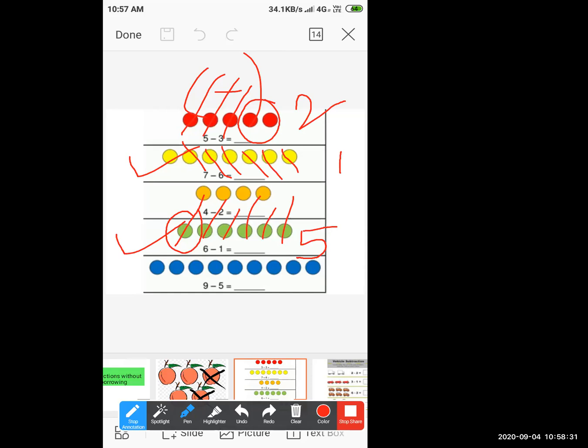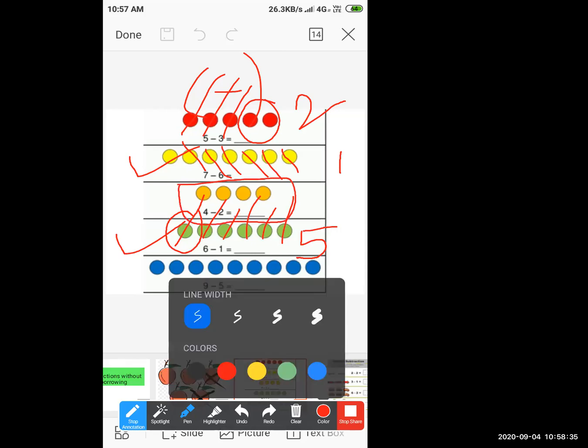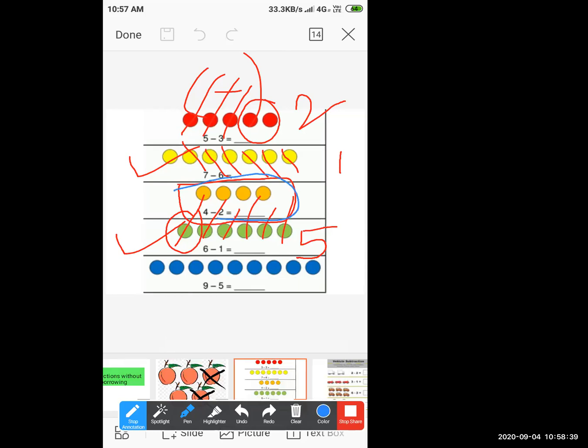Now go to the yellow color. Now the blue color is highlighted. See, it's a blue color. How many total balls are there? 4 are there. 4 minus 2 is equal to 2. Okay. Now the last one is remaining.